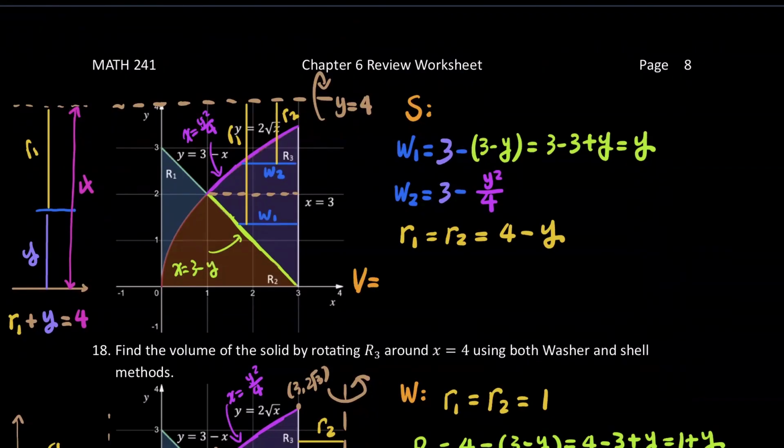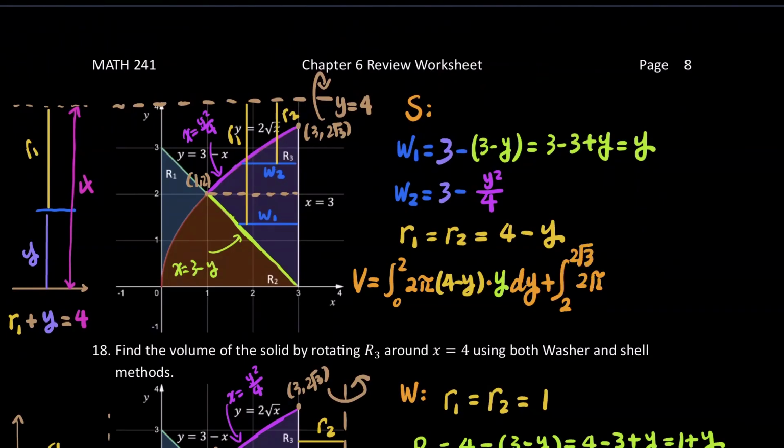To find the volume, bottom up, the lower portion will go from 0 to 2, pi r times width number 1, and the next one will go from 2 to 2 root 3, 2 pi r times width number 2, that's 3 minus y squared over 4.